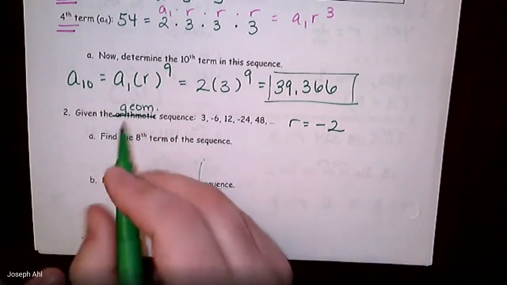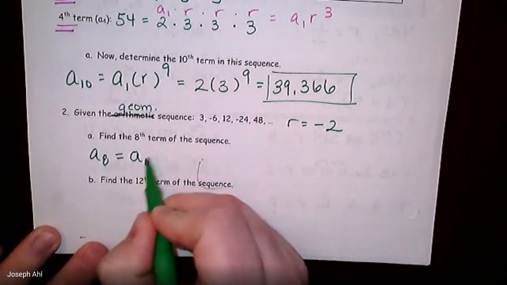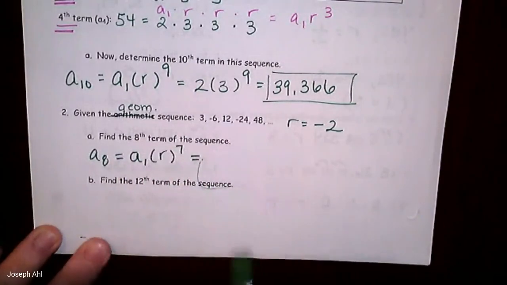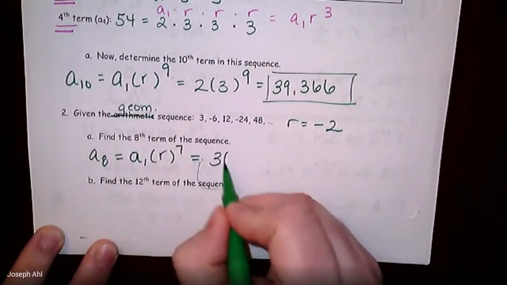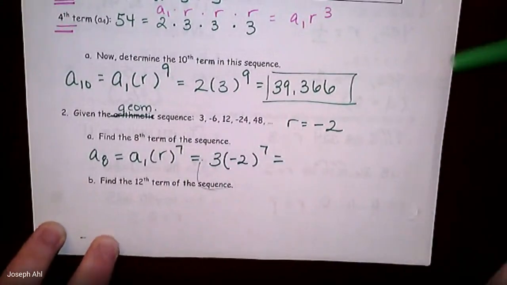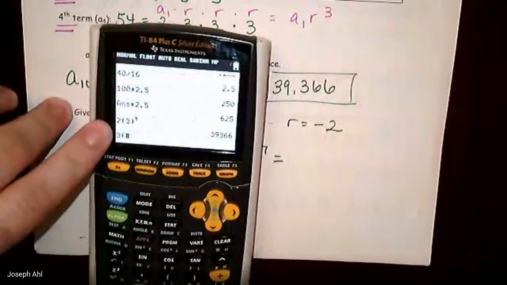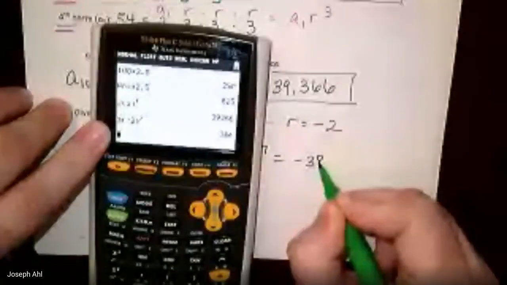How am I going to get the 8th term? The 8th term in a geometric sequence is a1 times r to the 7th, using the pattern that we just developed. a1 is 3. The ratio is -2. It's going to get raised to the 7th power. Okay, 3 times -2 to the 7th is -384.